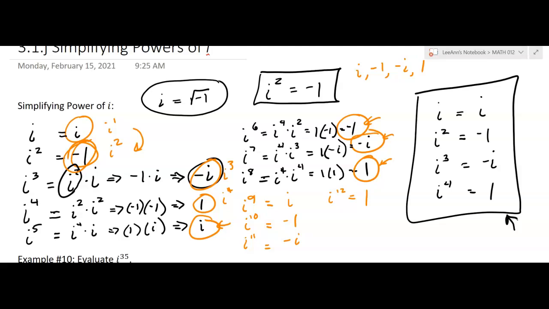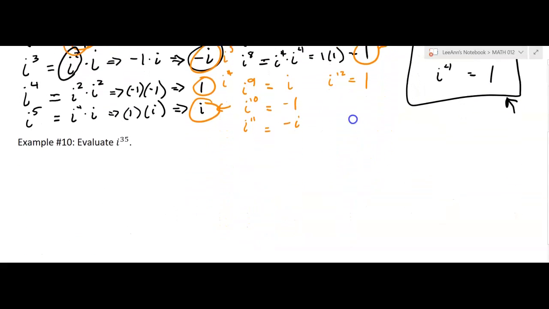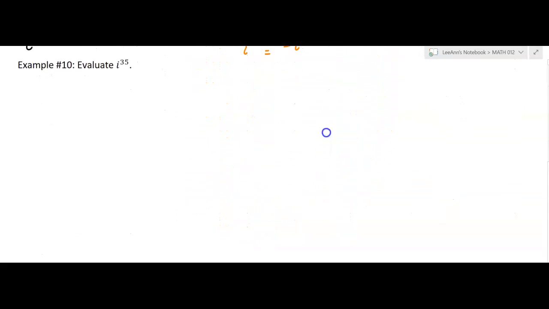Okay, so I'll try to do this one in detail. This video might be a little long, and then I'll try to do another example a little quicker. So in this problem, we have i to the 35th power. Well, how many groups of 4 is that? How many times does 4 go into 35? 8, with 3 left over.